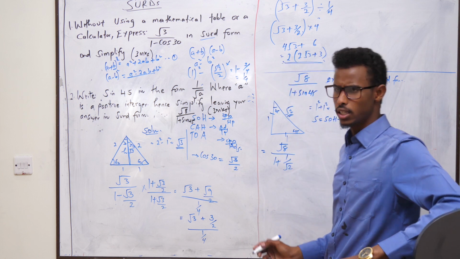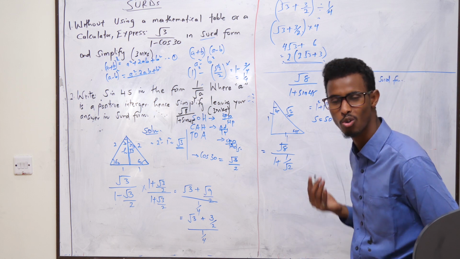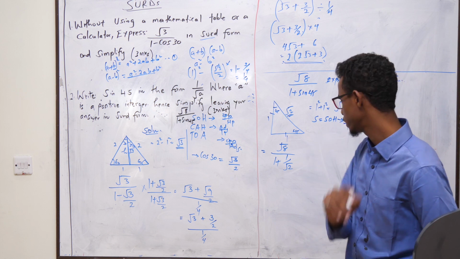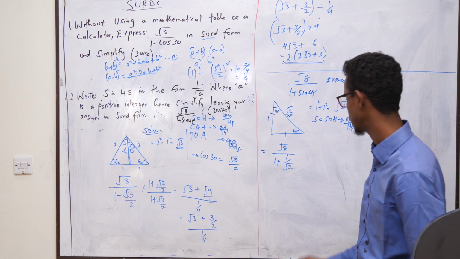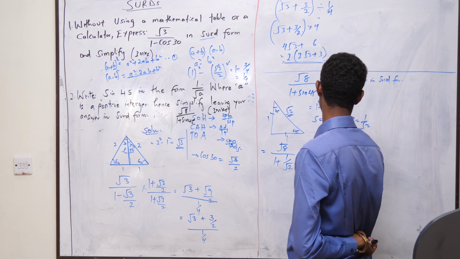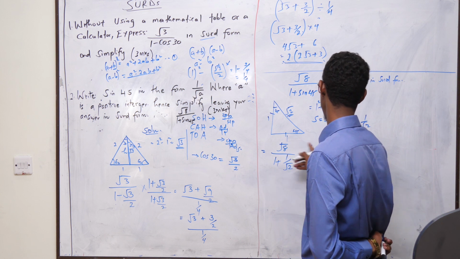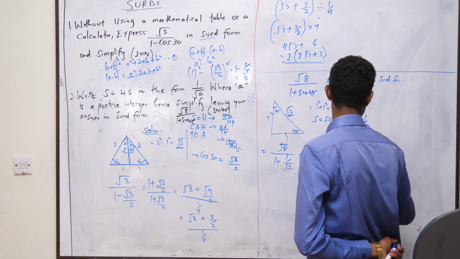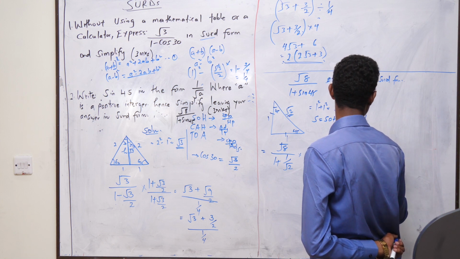Once it reaches here, you start rationalization of the denominator by multiplying on both sides by the conjugate. Conjugate basically means we just put the opposite sign, that is negative. Times 1 minus 1 over root 2. Quickly, root 8 times 1 is root 8, minus root 8 times 1 over root 2, which will be root 8 over root 2.